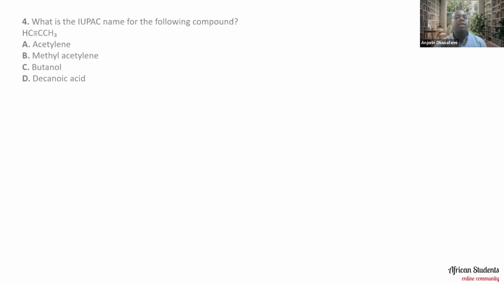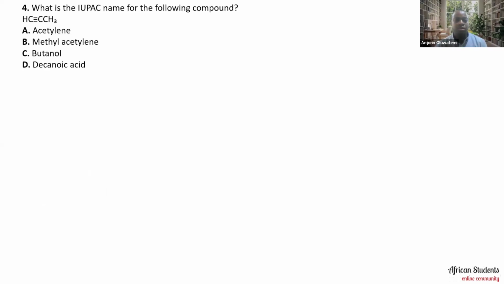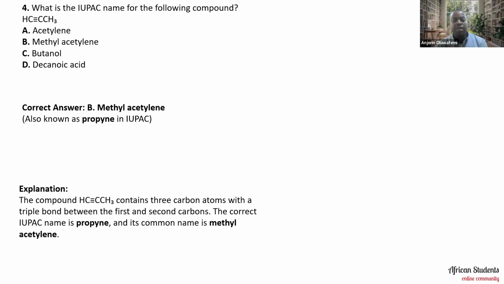All right. Right now, what is the IUPAC name for the following compound? Is it acetylene? Is it methyl acetylene? Is it butanol? Is it decanoic acid? The right answer here is methyl acetylene. It is methyl acetylene, also known as propyne or propene in IUPAC. The compound HC≡CCH3 contains 3 carbon atoms with a triple bond between the first and the second carbon. The correct IUPAC name is propyne, and its common name is methyl acetylene. Okay.